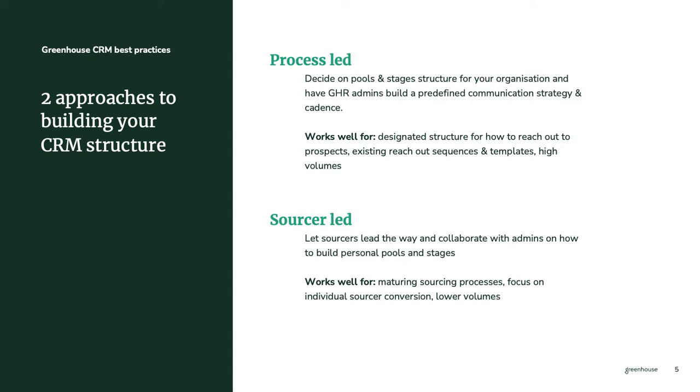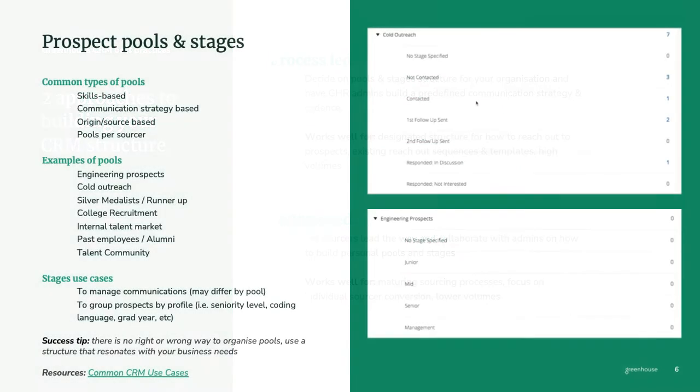There are two approaches to building your CRM structure. Those are process-led and sourcer-led. So it's important to think about which one makes the most sense for you. Are you beginning or continuing a fairly new process for prospects or are anticipating a high volume of prospects? Or have you been using CRM for a while and really wish to focus on sourcer conversion and lower volumes? Deciding on your approach will help you determine how to build out your CRM. So let's explore different options for pools and stages.